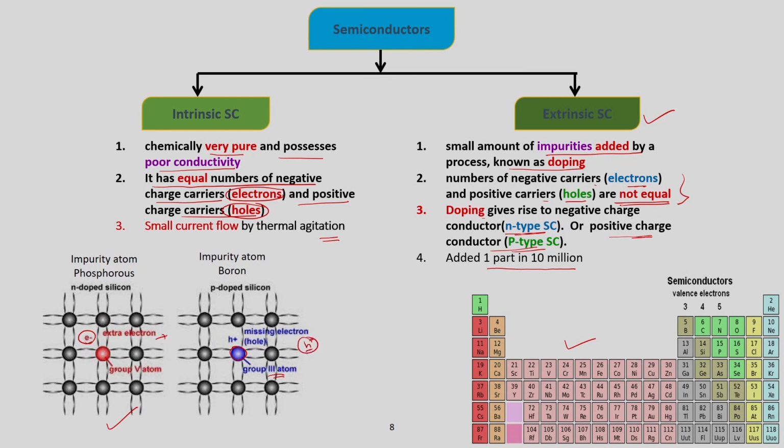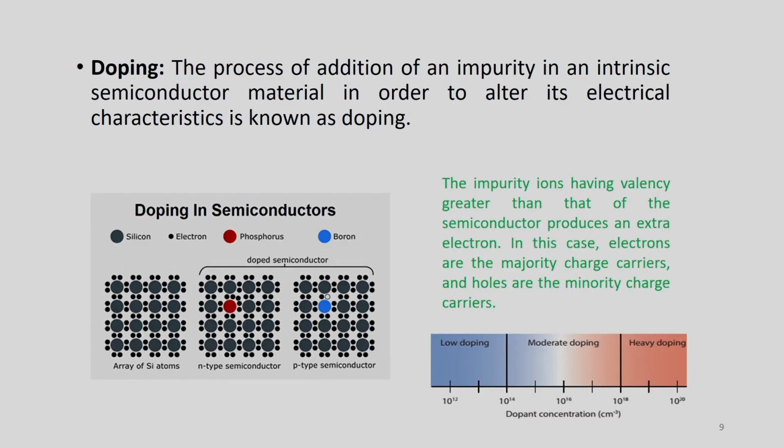Okay. So, when group 5 atoms like phosphorus are added, that material is called an n-type semiconductor. If a trivalent atom called boron is added, that doped semiconductor is known as a p-type semiconductor. Okay. So, this is an important classification. So, we will use it for the next analysis.